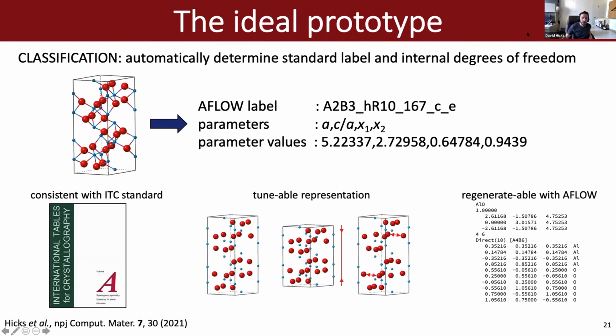And so that's the first part of XtalFinder, this idea of taking an input structure and determining what its prototype is. So again, its unique crystallographic structure and what the designation is. And this is important because it's consistent with the ITC. It's in this tunable representation, so you can change the degrees of freedom. And it's also generatable with the AFLOW software. So actually, if you feed in these degrees of freedom, you can generate geometry files just based on this information.